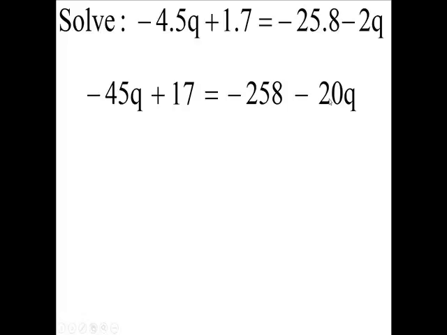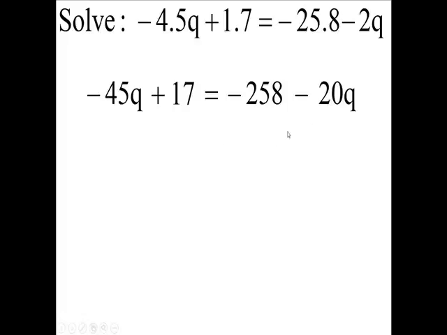And what that'll do, watch, if I multiply this by 10, the decimal moves 1 to the right, and I no longer have 4.5, now I have 45. So negative 45q, this is going to be a 17 plus 17. Then that's going to equal, move the decimal one place to the right, negative 258, and then one place to the right you have to add a 0 there, so 2 turns into 20. 2 times 10 is 20q, okay?